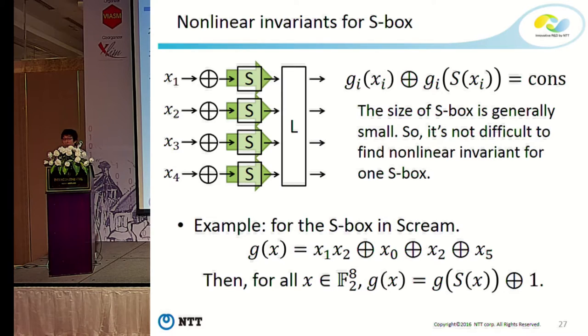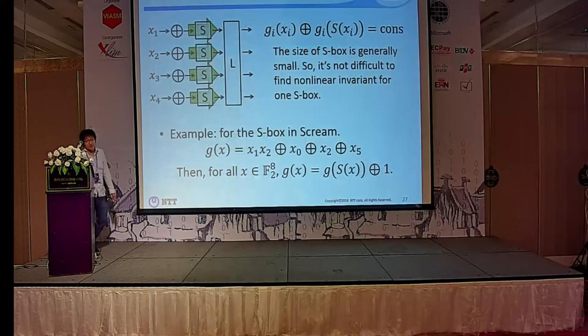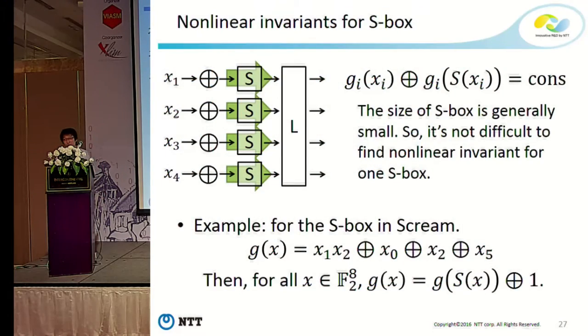First, I want to find a nonlinear invariant for one S-box. But the size of an S-box is generally small, for example 4-bit or 8-bit, so it is not difficult to find a nonlinear invariant for one S-box. By exhaustive search, we can find an example for the SCREAM S-box. Like this, G(x) is x1x2 plus x1 plus x2 plus x5. This Boolean function is a nonlinear invariant for the SCREAM S-box. For all x, where S is the SCREAM S-box, G(x) is always equal to G(S(x)) plus 1.